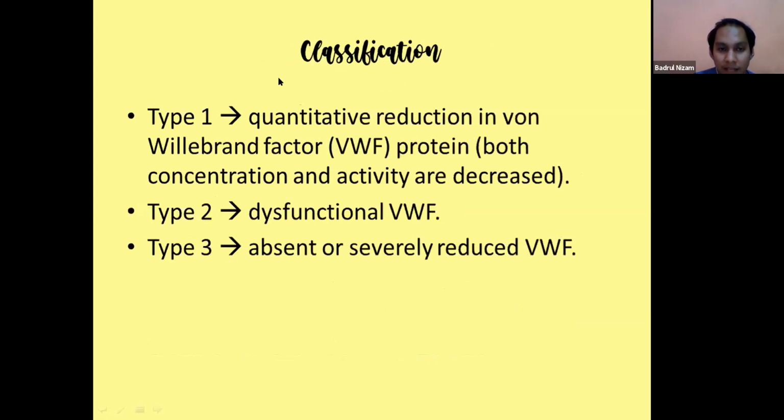Okay, so the classification: there is type 1, 2, 3. Type 1 is where there is a quantitative deficiency of the von Willebrand factor, where the concentration is reduced. Type 2 is mainly dysfunction. The von Willebrand factor is there, but it's not functional. Type 3 has absent or severely reduced von Willebrand factor.